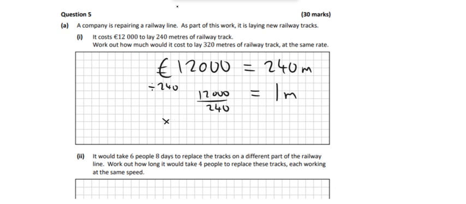You need to know what 320 would be. So multiply all of that, 1,200 over 240, all multiplied by 320, and that will find out what 320 meters would cost, which is what we want, which is €1,600.